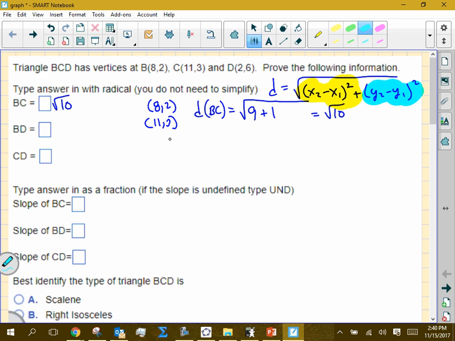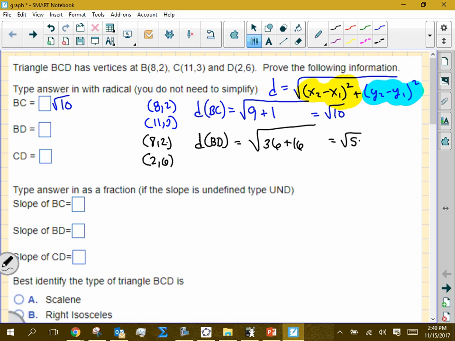The next thing I want to do is the same exact process, but do it with B to D. So B is (8, 2), and D is (2, 6). So subtract those x's, gives me 6. Square that, get 36. Subtract these y's, give yourself 4. Square that, you get 16, right? So that gives me radical 52 for that distance.